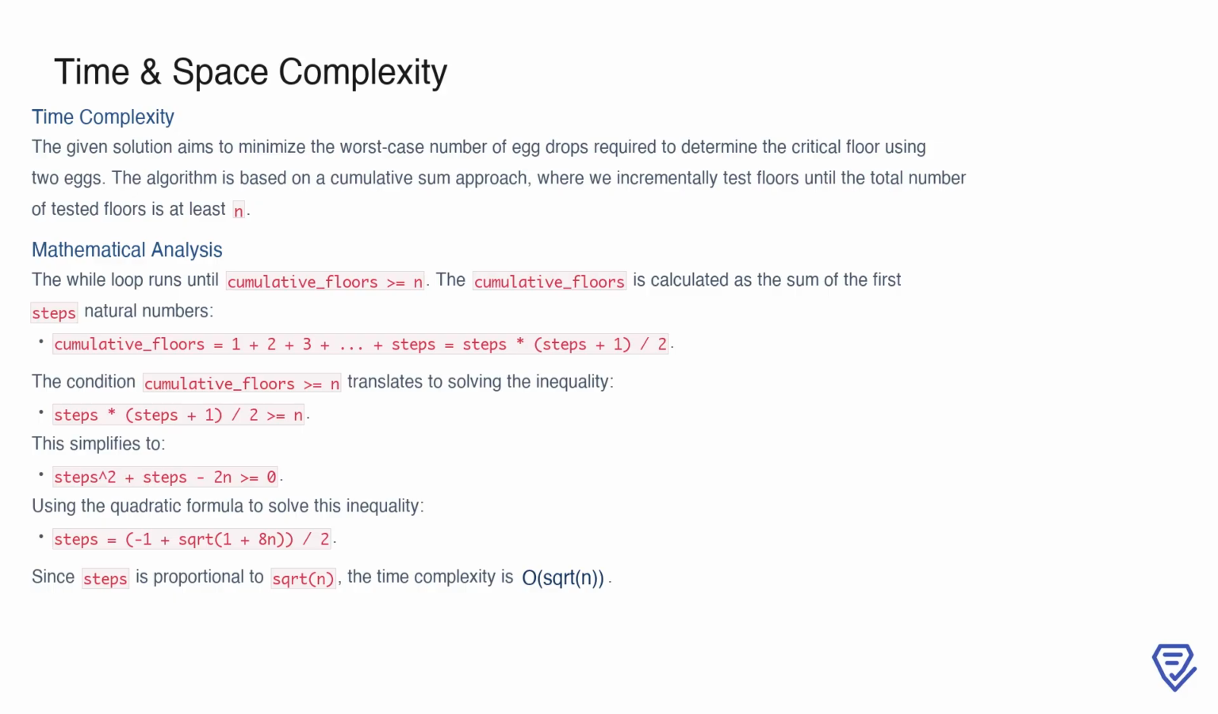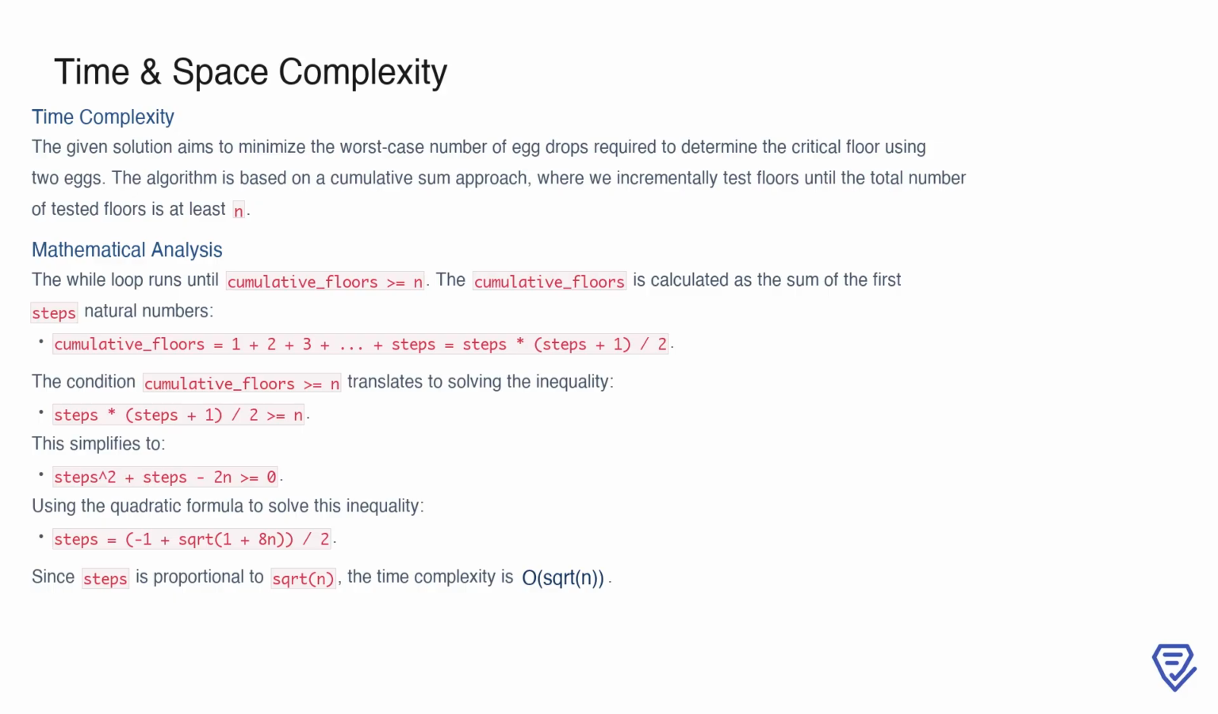The approach relies on a cumulative sum strategy, where we incrementally test floors until the total number of tested floors equals or exceeds the number of floors, and mathematically, we calculate the cumulative sum as the sum of the first steps natural numbers, 1 plus 2 plus 3 and so on, which simplifies to steps times (steps plus 1)/2. To determine the minimum number of steps required, we solve the inequality steps times (steps plus 1)/2 equals n.